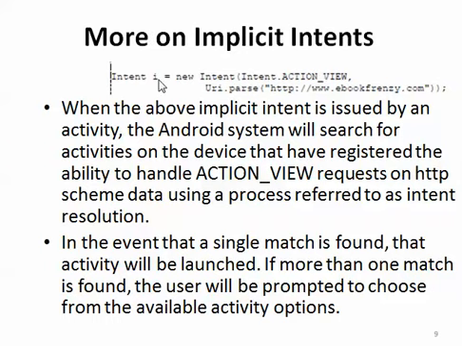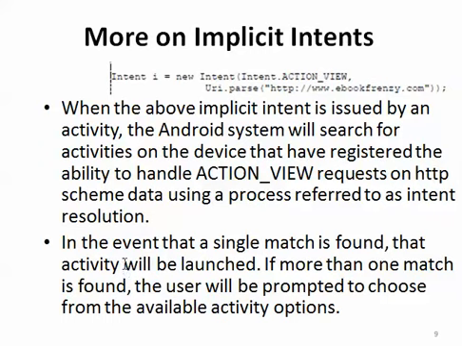So I is my intent. In this case, instead of making a reference to a Java class, I'm saying that what I want is an action, which is a view. And then I'm also giving the data: I want to view this URL. So the Android system will search for an activity that matches that.